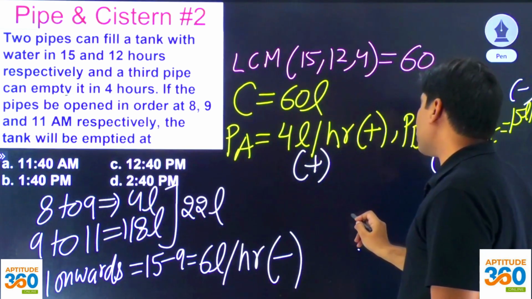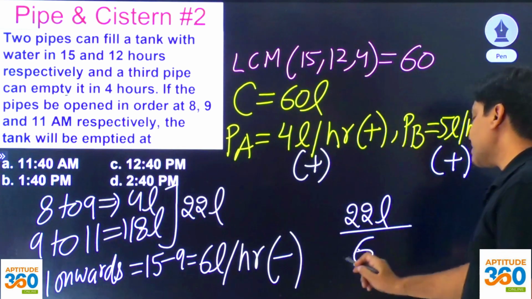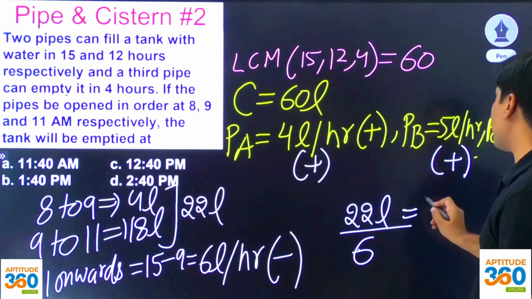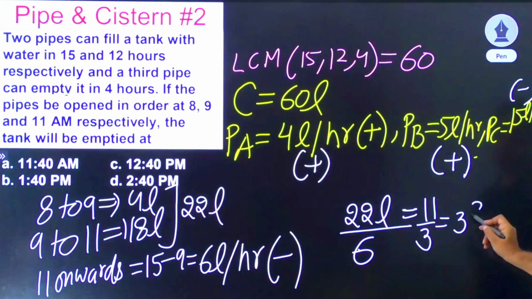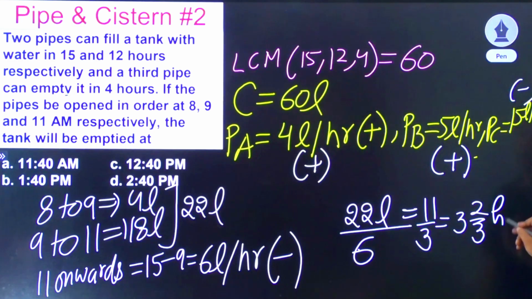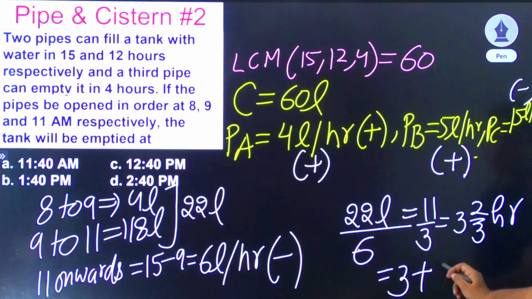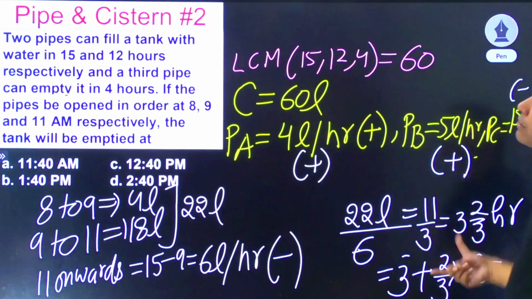ये खाली भाई आपको 22 liters खाली कराना है. At what rate? 6 लीटर्स पर आवर के हिसाब से आपको खाली कराना है. सो व्हाट इज द आंसर? 11 by 3. इफ यू सिंप्लीफाई, दिस इज गोइंग टू बी व्हाट? 2 by 3 hours. 2 by 3 hours को सिंप्लीफाई कर लो. सो दिस इज गोइंग टू बी 3 hours प्लस 2 by 3 hours. 2 by 3 को 60 से मल्टीप्लाई कर लो और आपके पास में आंसर कितना आ जाएगा? ये आ गया 3 hours plus 40 minutes.